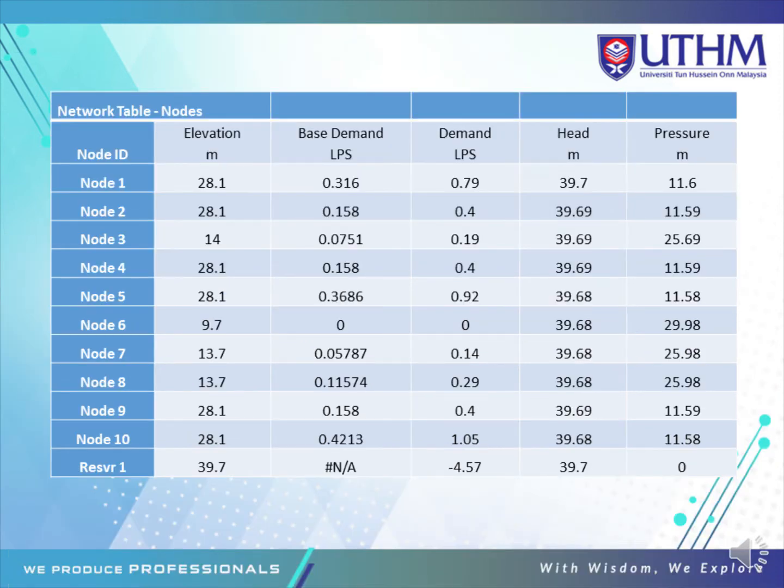Then is the result at nodes. Based on SPAN guidelines, the minimum residential pressure must be 7.5 meter, while the maximum residential pressure must not be more than 30 meters. So in our project, all nodes fulfill this requirement.